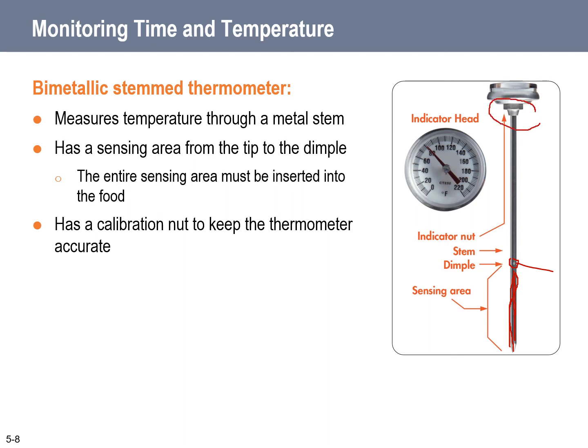Up here we also have our calibration nut, and we'll talk about what part this has to play in our temperatures in a little bit. But this is the important part about our bimetallic stem thermometer. We do sell them here, and it does come with a protective sleeve that is multi-purpose as well. Now we do have to make sure that our thermometers are calibrated to within 2 degrees, so plus or minus 2 degrees Fahrenheit, and we'll talk about how we do that.